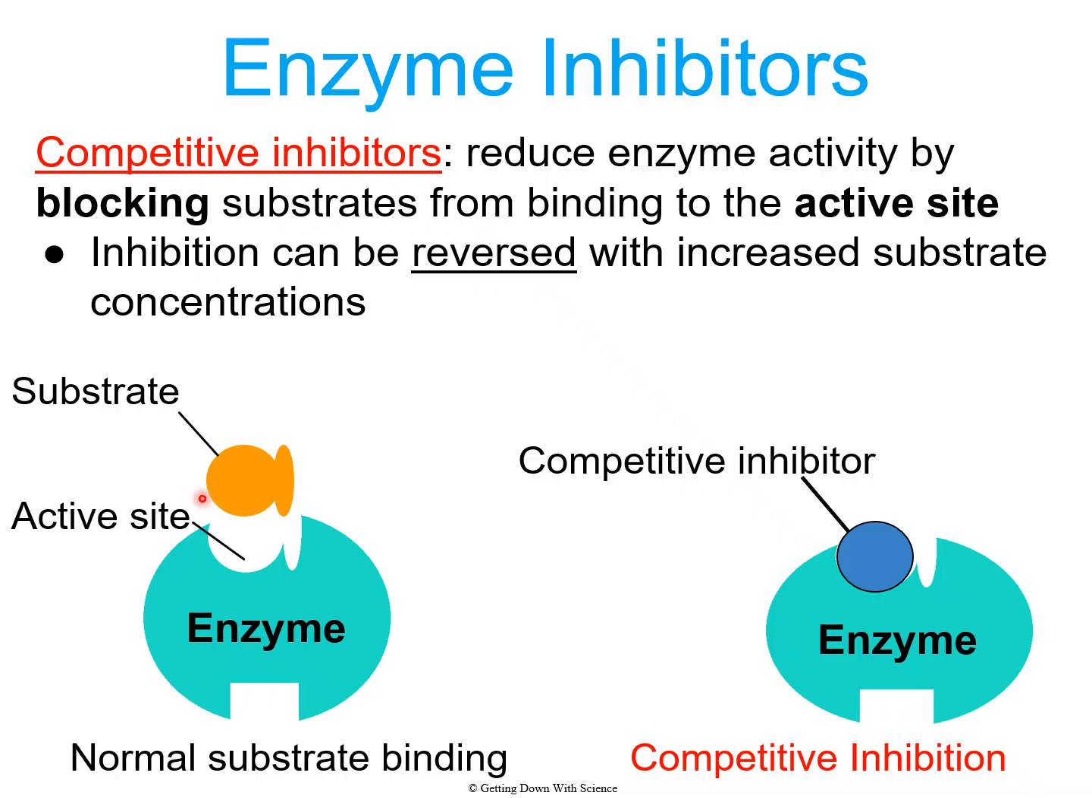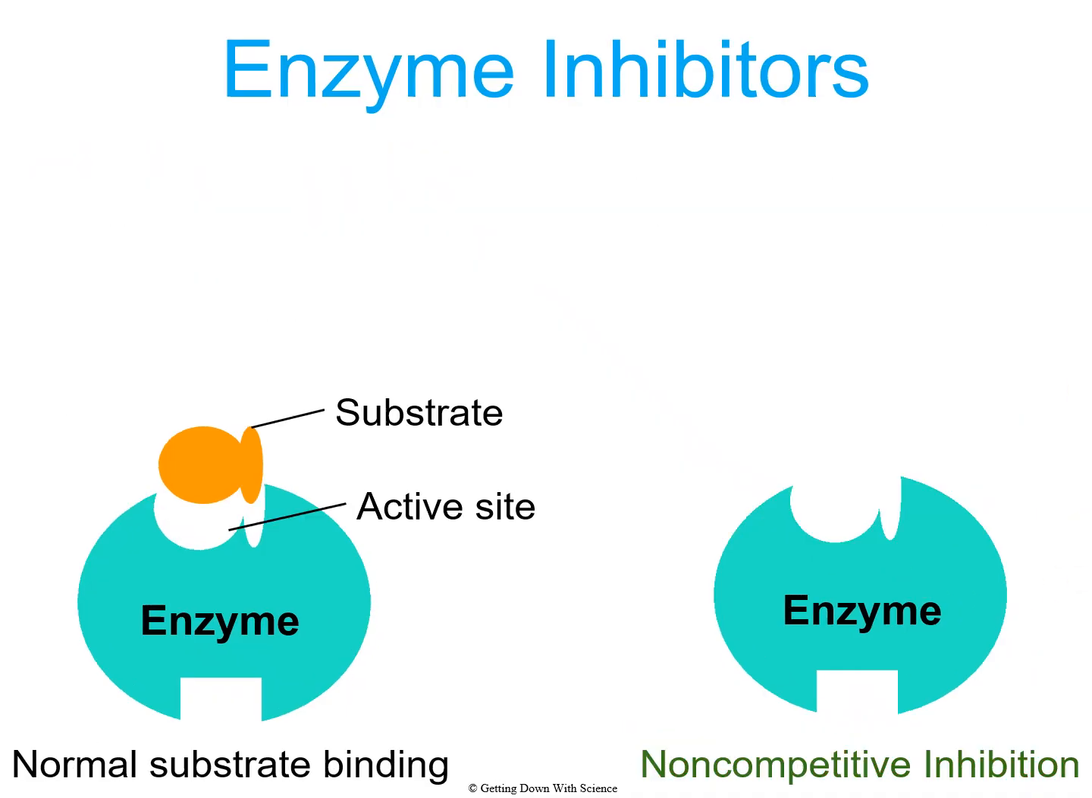Here we have just examples. This is what the substrate should look like, and this is the active site. The substrate binds the enzyme. That's normal. Everything is good. However, if a competitive inhibitor goes and blocks that active site, then the substrate is not able to bind to the enzyme, and therefore the enzyme is not able to break down that substrate or build it up, depending on what the substrate was.